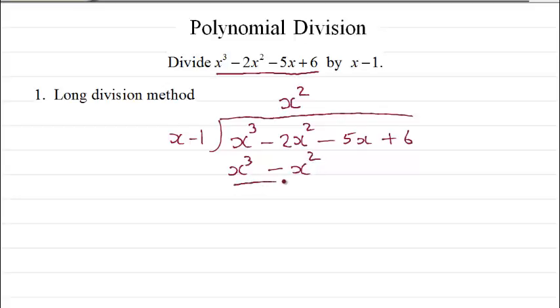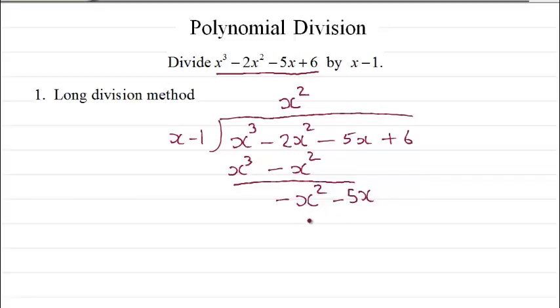Now we're going to find the remainder. So we're subtracting the bottom two terms from the top two terms here. x cubed minus x cubed is nothing. Minus 2 minus minus 1 gives you minus x squared. Bring the next term down.